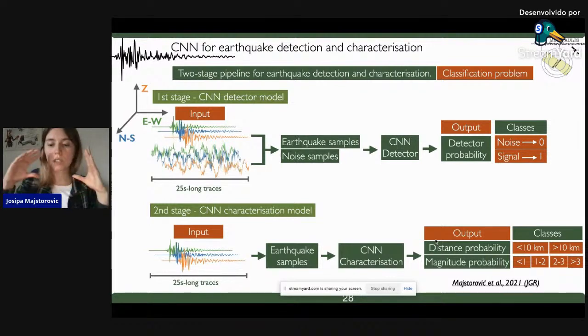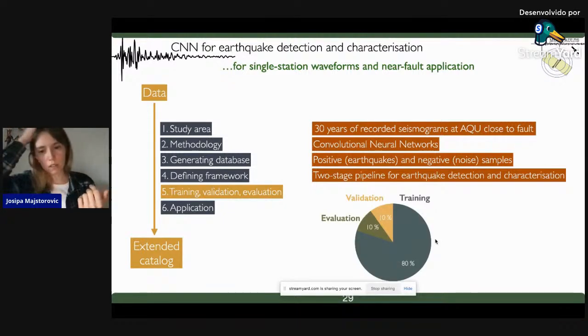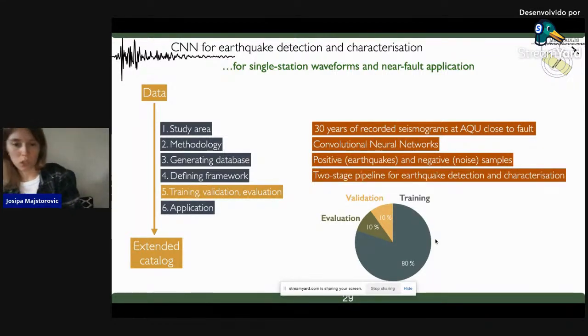So having this framework finally defined in our heads, the next step is to train, validate, and evaluate our models. In machine learning, it is very common that you have two steps. One step is the training and validation of your model, and the next step is evaluation. For this purpose, your data is usually divided into three data sets: the training, validation, and evaluation data sets.